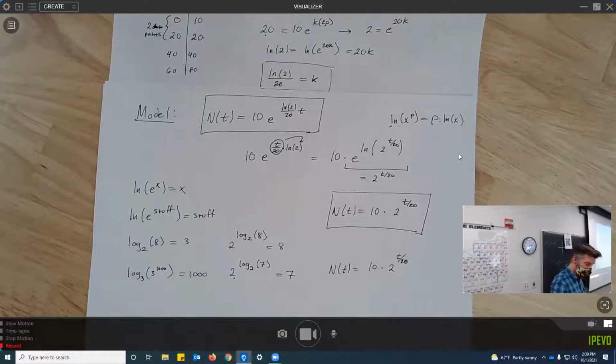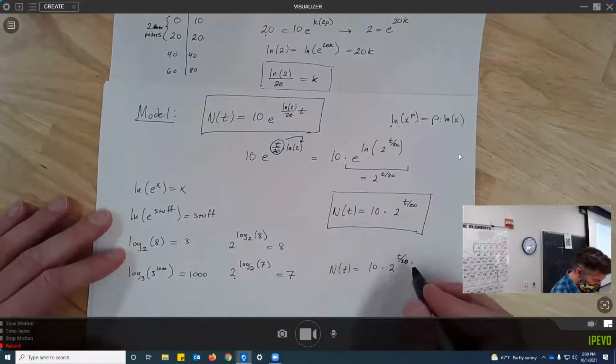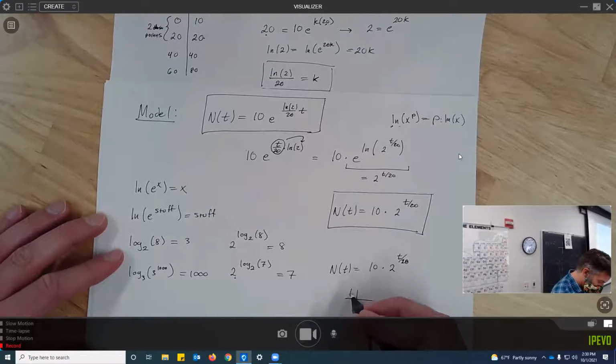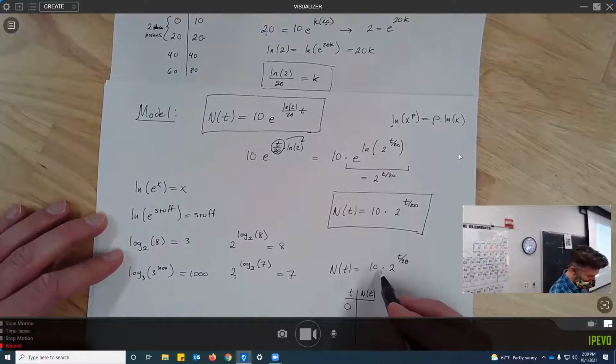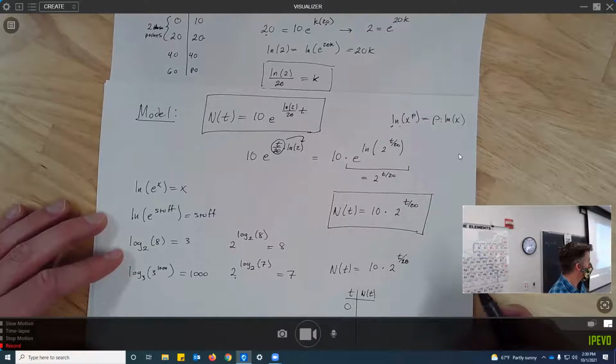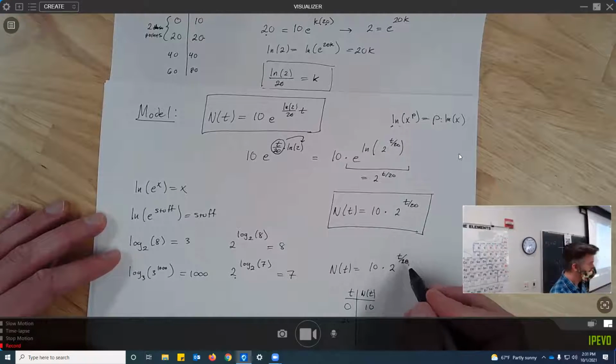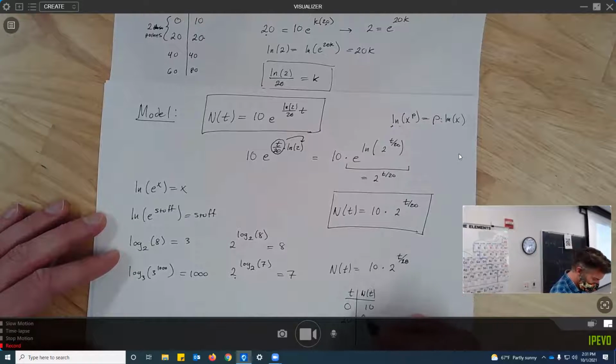Let's take a look really quick just to see that this works. If I plug in t equals 0, I get n of 0 being 10 times 2 to the 0. 2 to the 0 is 1, 10 times 1 is 10. If I plug in t equals 20, 20 over 20 is 1, 2 to the 1 is 2, 10 times 2 is 20. I'm getting the exact same table values. If I plug in, let's go big, let's go 60.